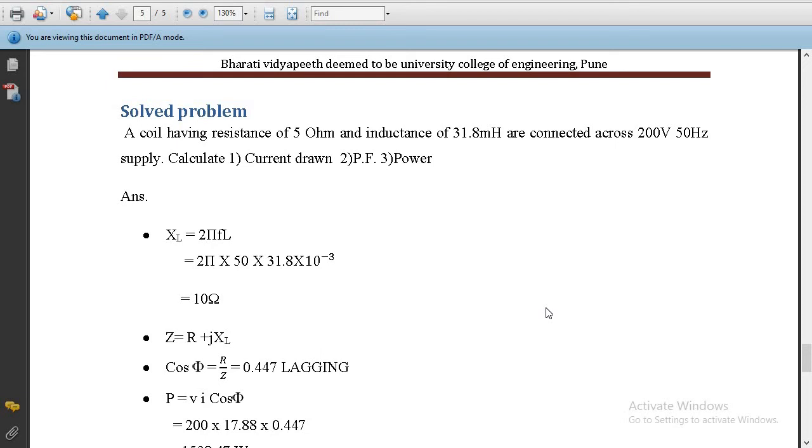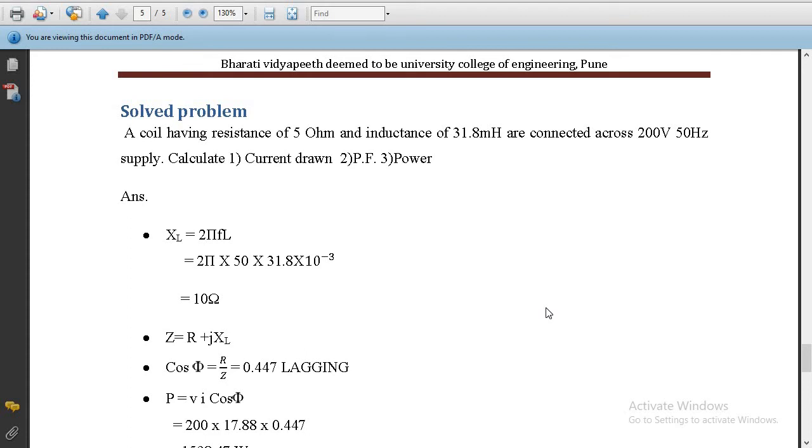Before we go further, let me do a few solved problems so that things will be clearer in your mind. A coil having a resistance of 5 ohm and an inductance of 31.8 millihenry is connected across a 200 volt 50 hertz supply, and you have to calculate the current drawn, power factor and power. The very first thing in case of RLC circuits, any AC circuits, is to find out whether the values of reactances are given or inductance or capacitance is given. Here the value of inductance is given, but you'll have to convert it into reactance. Why into reactance? Because then you can find out the value of Z, isn't it?